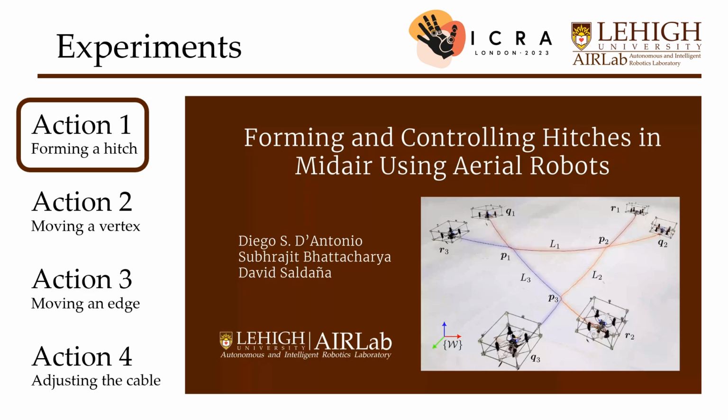We present four actions that allow robots to form a hitch and change its shape in midair. Assuming a quasi-static motion, we compute robot positions and trajectories. Our method works in open loop and only uses the localization of quadrotors as feedback.